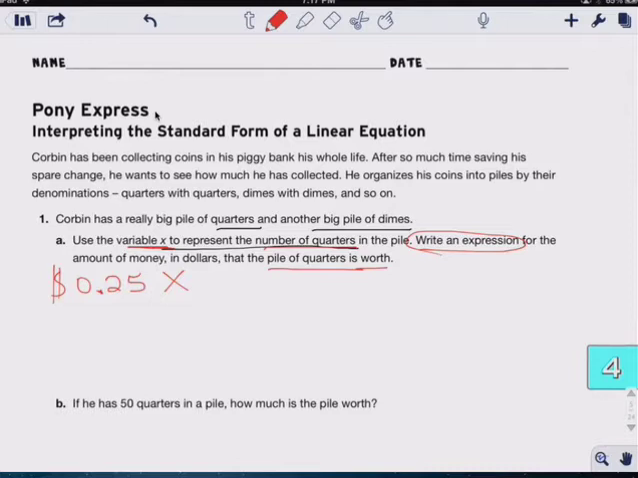So what is the pile of quarters worth? Well, we don't know how much it's worth unless we know how many quarters there are. We times it by 25 cents. Let's say we had 4 quarters, 4 times 25 cents is $1. So it only makes sense to write the expression as 0.25 times x. Okay? That's how you write that expression. 0.25 times x.